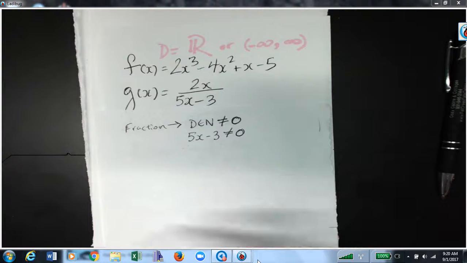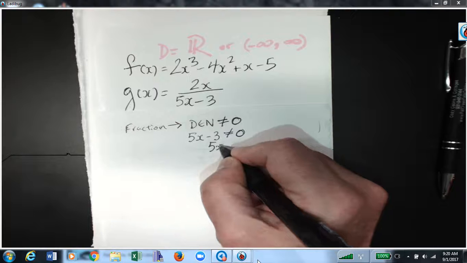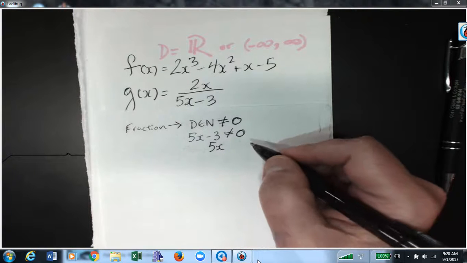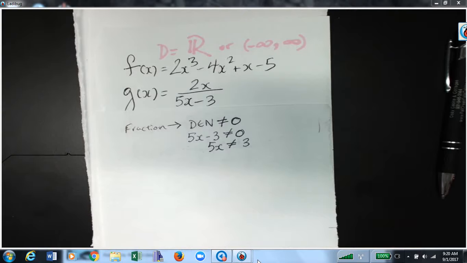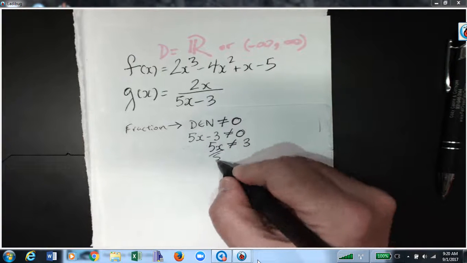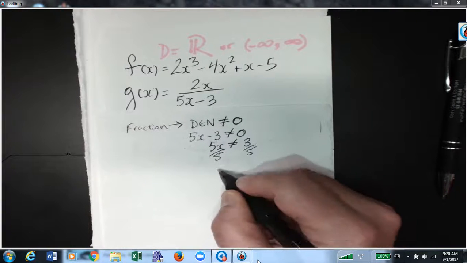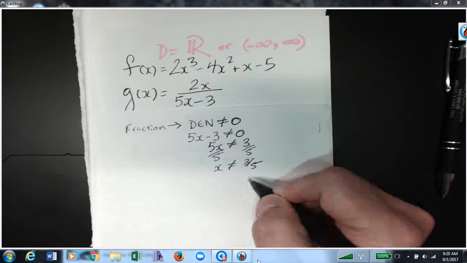So I could do that in 2 steps. How would I do that? Add the 3 to both sides. So if 5x minus 3 is not allowed to be equal to 0, then 5x is not allowed to be equal to 3. And then finally, if 5x is not allowed to be equal to 3, and I divide both sides by 5, this says that x is not allowed to be 3/5.